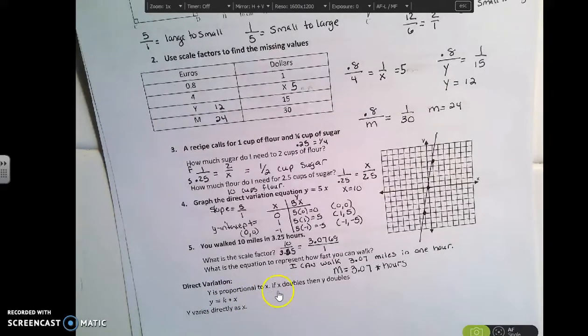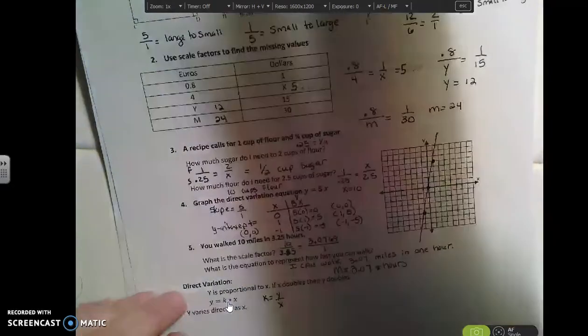And that means that if x doubles, then y doubles. If x triples, then y triples. If you take half of x, then y is going to be half. So we set that up as an equation, y equals k times x. So then we say y varies directly as x, and k is that constant of proportionality that we were talking about earlier. So you can also write k is equal to y divided by x.